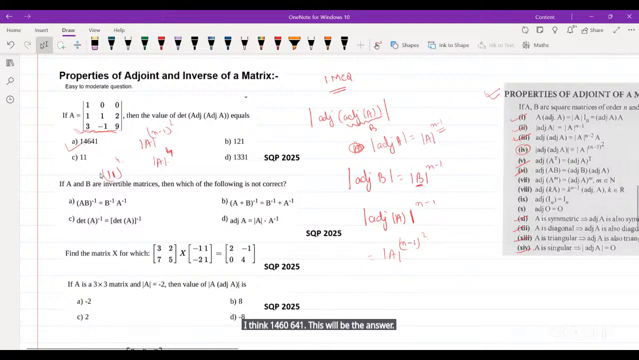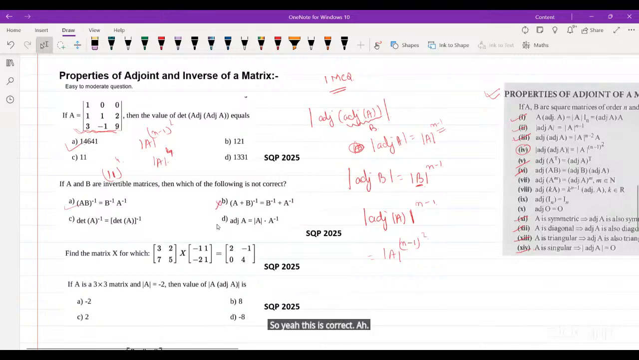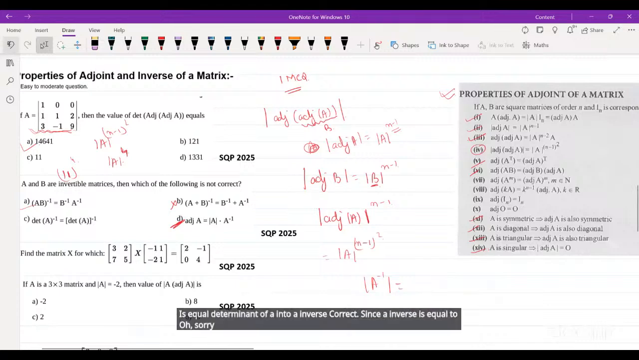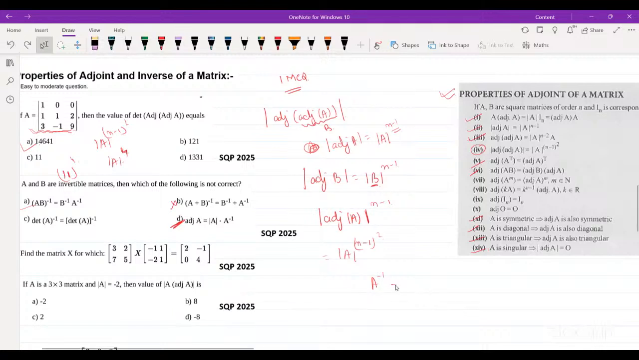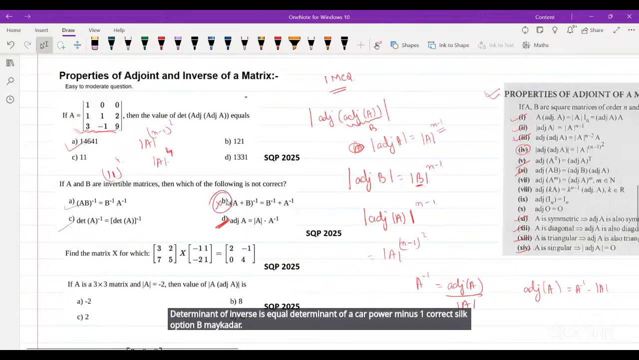Okay. Then comes this objective. If A and B are invertible matrices, then which of the following is not correct? So yeah, this is correct. Found it, because this will be right. Adjoint of A is equal to determinant of A into A inverse. Correct. Since A inverse is equal to adjoint of A by determinant of A, adjoint of A can be written as A inverse into determinant of A. So this is correct. Determinant of A inverse is equal to determinant of A to the power minus 1. Correct. Only option B has the problem. Chalo.